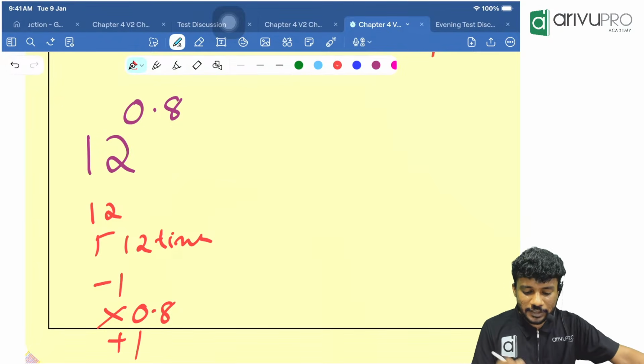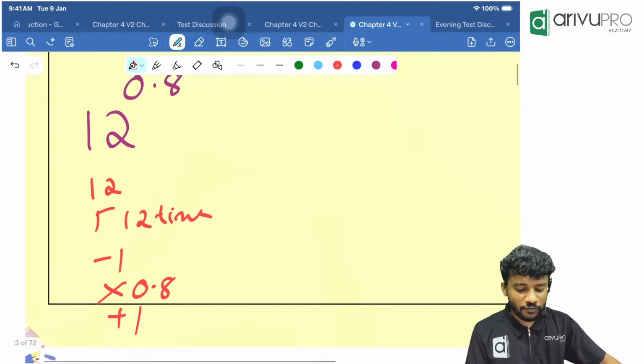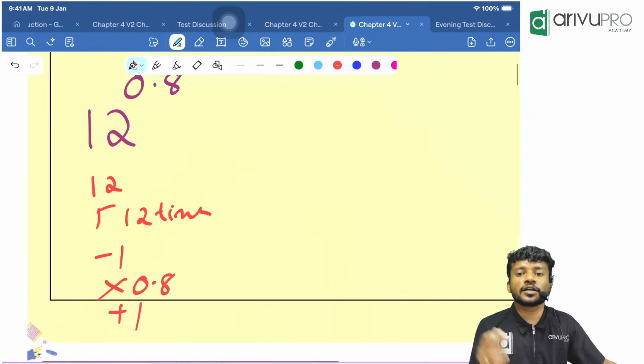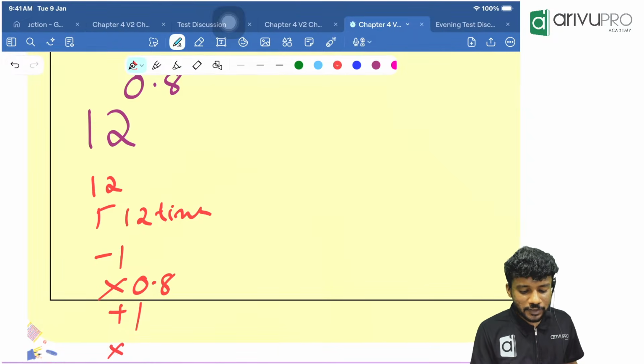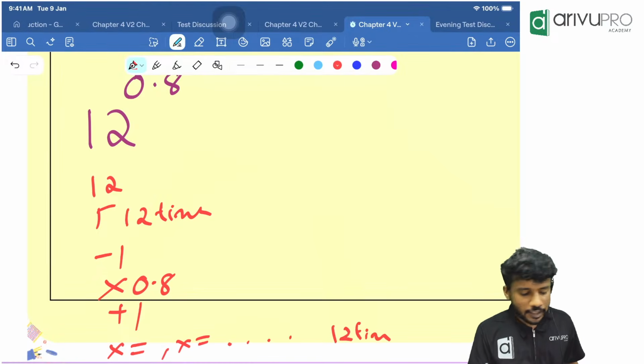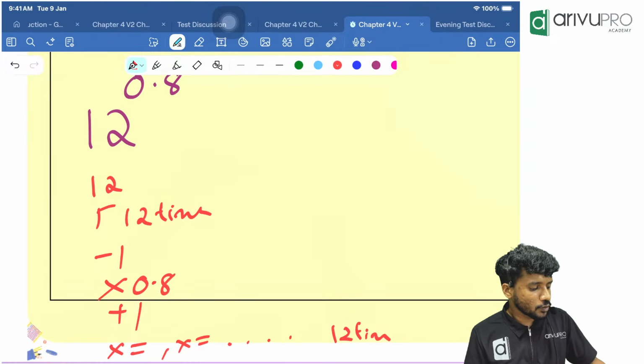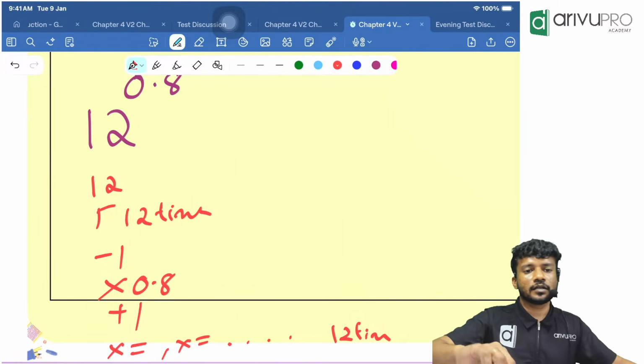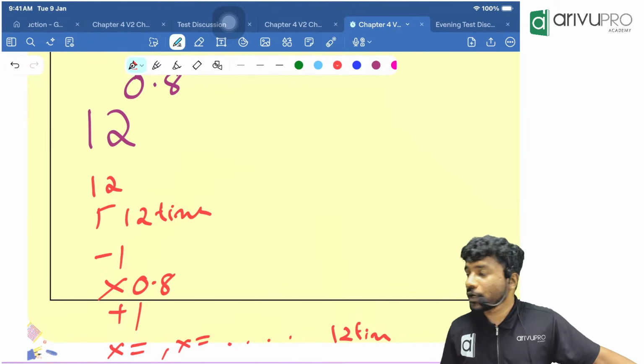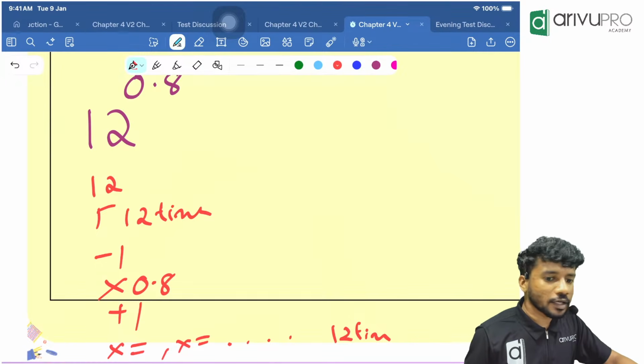The next step is what? The opposite of minus 1 is plus 1. Then finally, the opposite of root is what? Into equal to. How many times? Into equal to, and so on. How many times now? 12 times. Do that. 1, 2, 3, 4, 5, 6, 7, 8, 9, 10, 11, 12. How much did you get? You are getting 7.30 something.